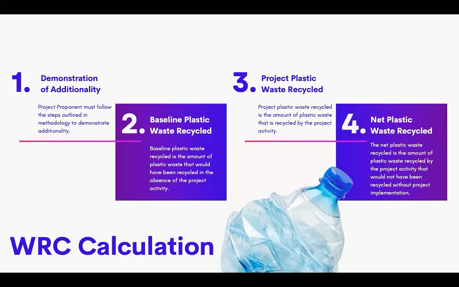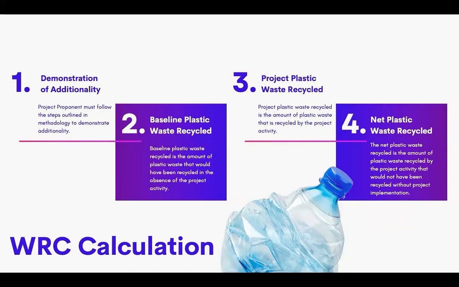The second major step is calculating the baseline plastic waste recycled. And the baseline plastic waste recycled is the amount of plastic waste that would have been recycled in the absence of the project activity. The third one is calculating the project plastic waste recycled, and this is very similar to the baseline one, except all the data and calculations that are happening here are focusing on the project activity. So what happened in that project scenario. Then the fourth one is calculating the net plastic waste recycled.